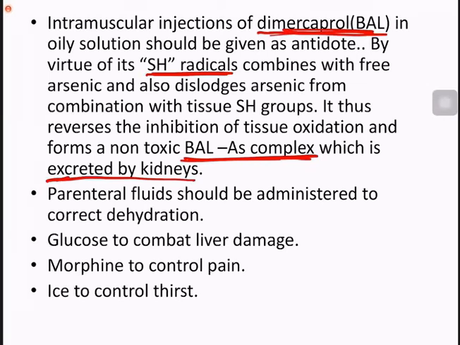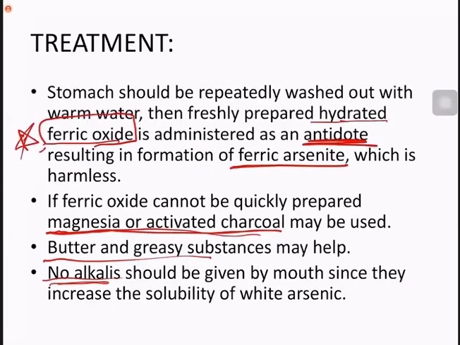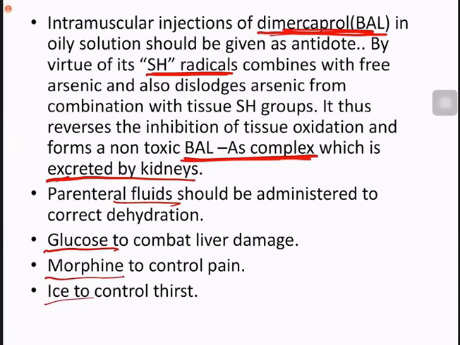Okay. We should make sure that the patient is not dehydrated. So IV fluids would be there. And obviously glucose should be administered, morphine to control pain because the patient would have cramps because of dehydration, abdominal pain because of the rapid peristalsis and damage which is being caused by arsenic. So morphine is ideal for pain relief, ice to control thirst, glucose to combat liver damage. Okay? So the main heroes would be ferric oxide and Caprol. Okay? And the rest of the treatment would be supportive.